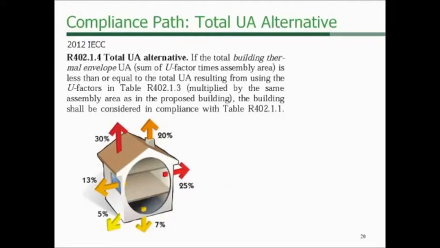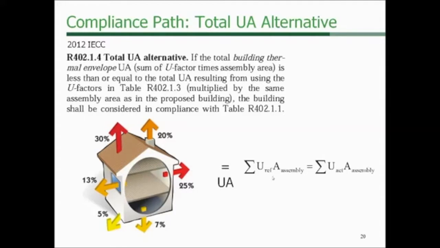So if I reduce the amount of energy that's lost through my windows, I can increase the amount of energy that's lost through my walls, or vice versa, or other assembly components of the house. So as long as the total UA, which is U, the energy loss per square foot, times the A, the area of that loss, remains constant for the entire house, you're okay.